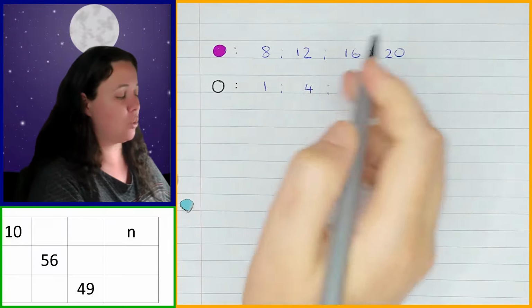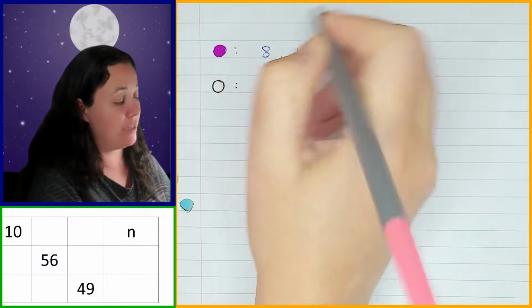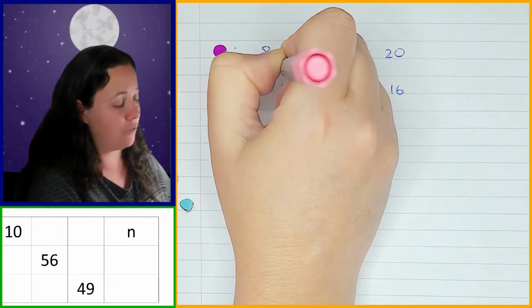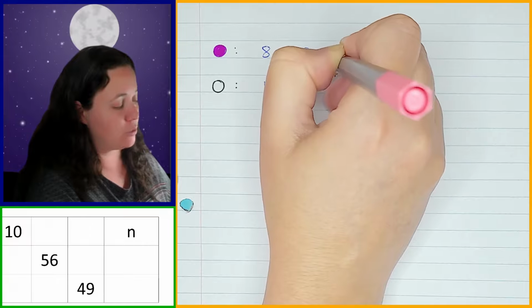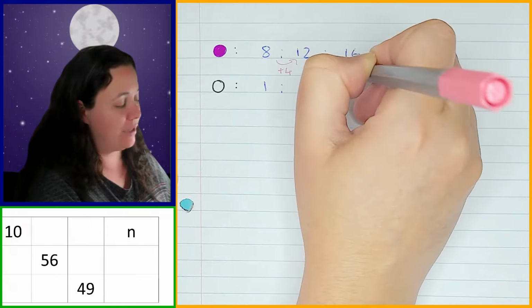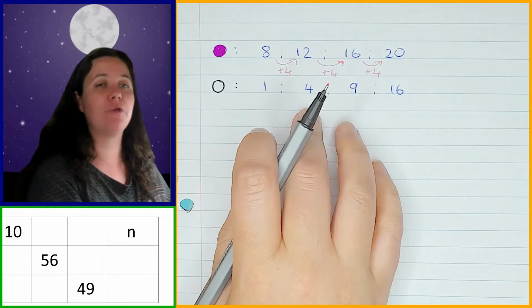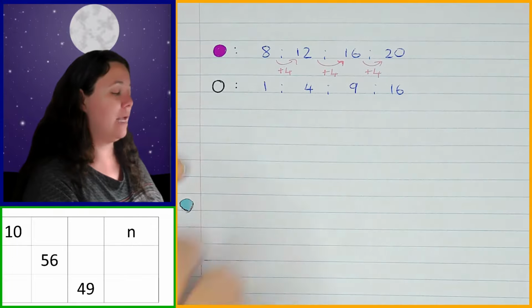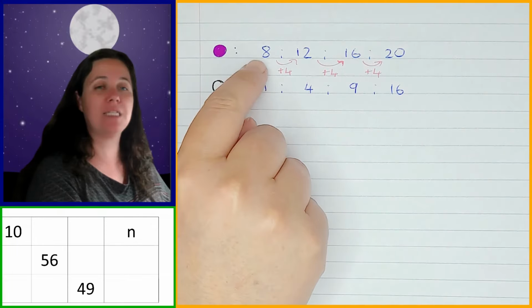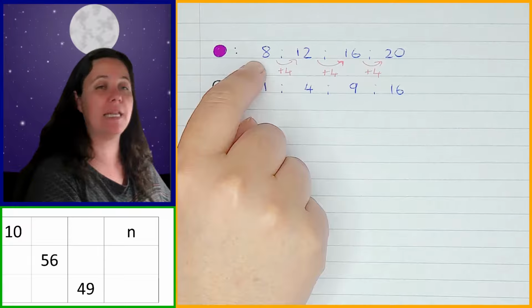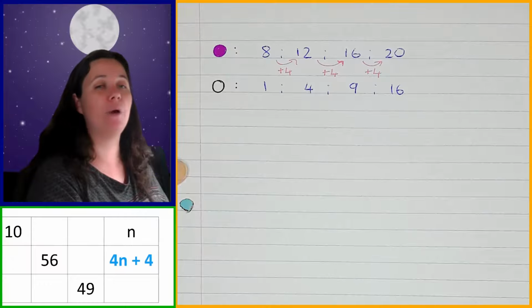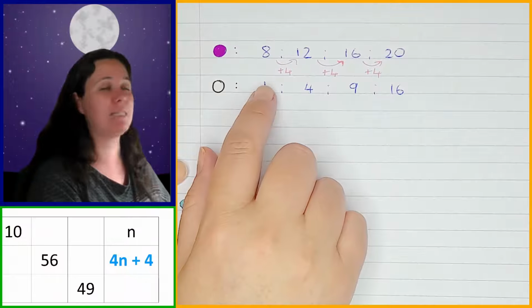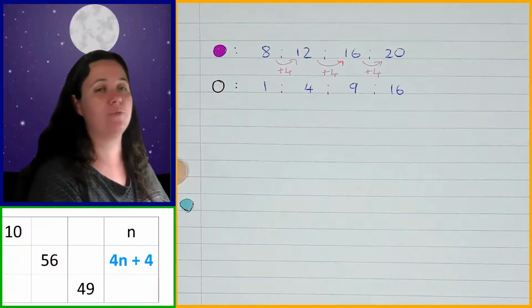So from 8 to 12, in this pattern, I've got a constant difference. I'm adding 4 over there. I'm adding 4 over here as well. And then I'm adding 4 over here as well. Okay, so I've got a constant difference of 4. Then 4 is not the same as 8. I need to add 4 to get 8. So my rule for the purple dots is going to be 4n plus 4. Okay, so that's my nth term. It's 4n plus 4.